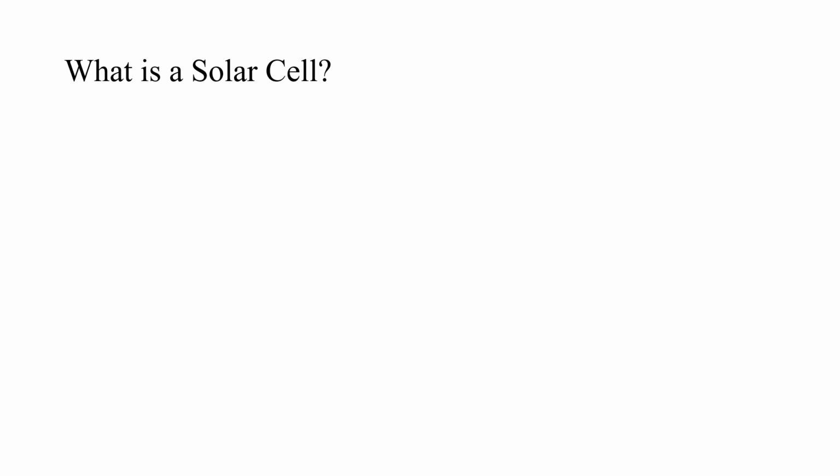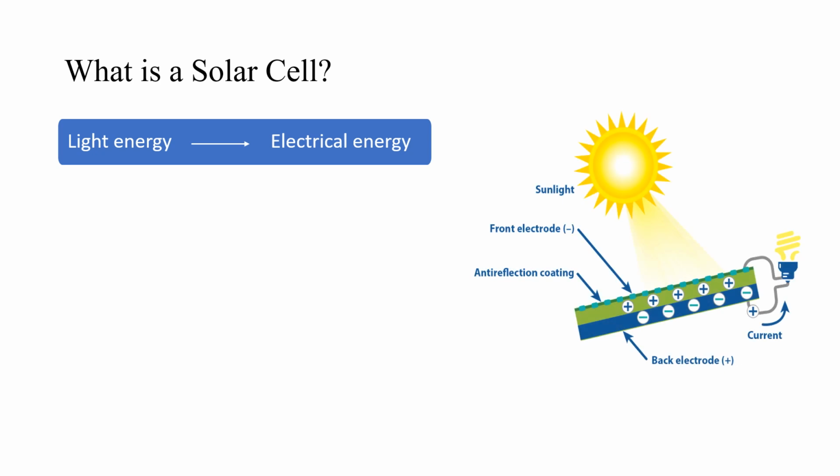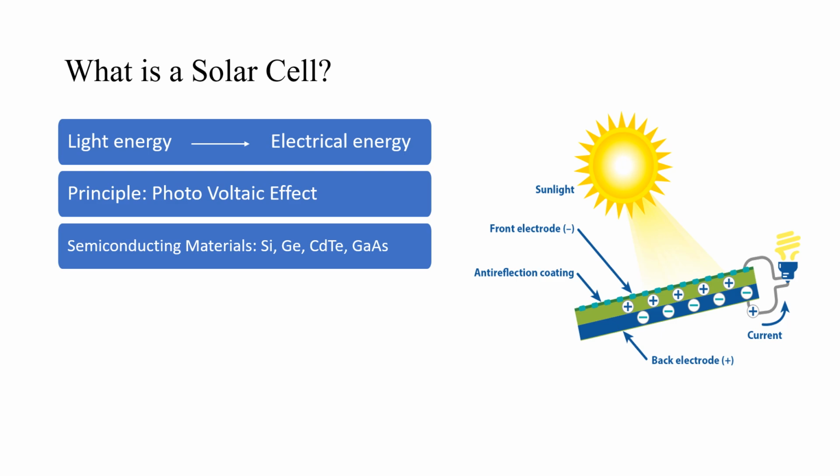What is a solar cell? A solar cell is a device which converts light energy into electrical energy. These solar cells are made up of semiconducting materials whose electrical conductivity lies between conductors and insulators. The principle behind the solar cell is the photovoltaic effect, which means when a photon is incident on certain types of material, the emission of electrons will happen. This unique property makes them an ideal candidate for controlling the flow of electricity in the solar cell.